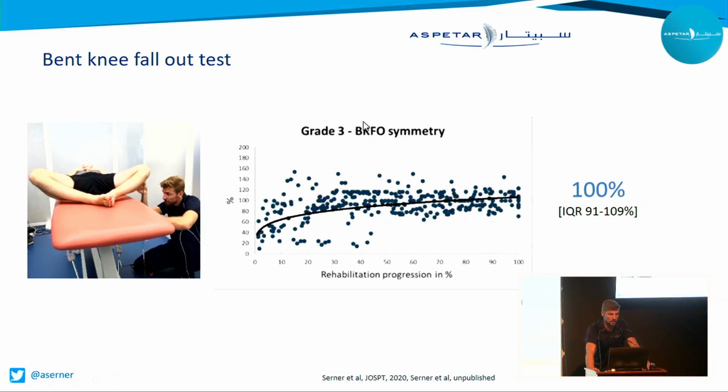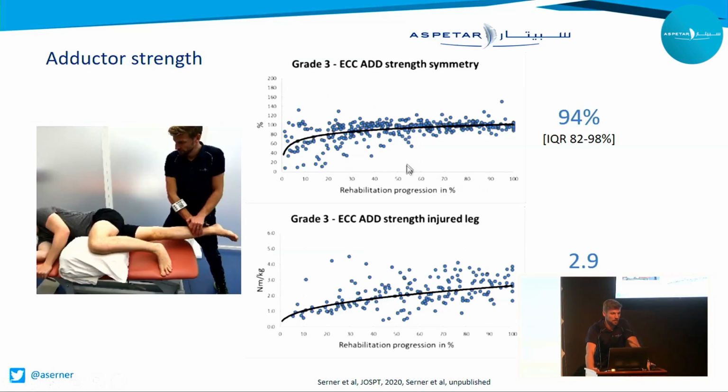Similar for the bent knee fallout, an initial reduction here in symmetry, and that's mainly related to the pain. But as soon as the pain drops, they will also regain their normal symmetry. We also did strength tests, and what we can see here is naturally they're not able to push much in the beginning, highly reduced, and some players are of course not even able to perform the test. But they also relatively quickly, around halfway through, get closer and closer to symmetry.